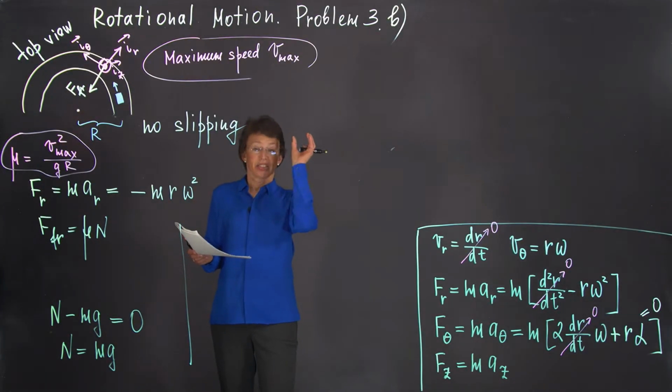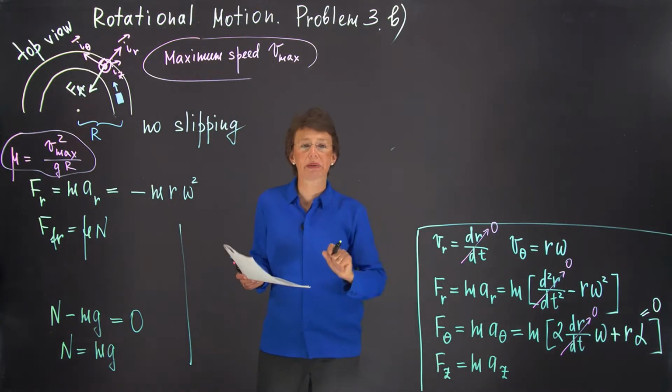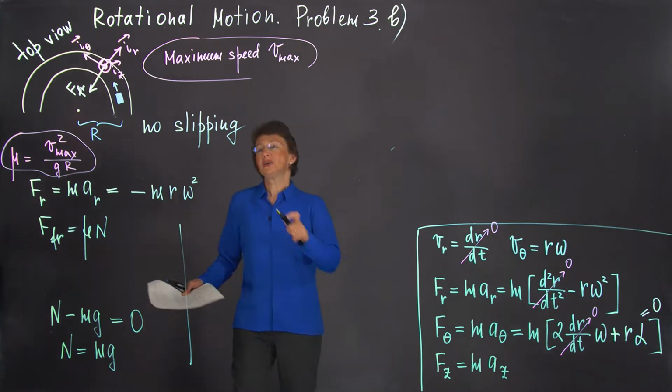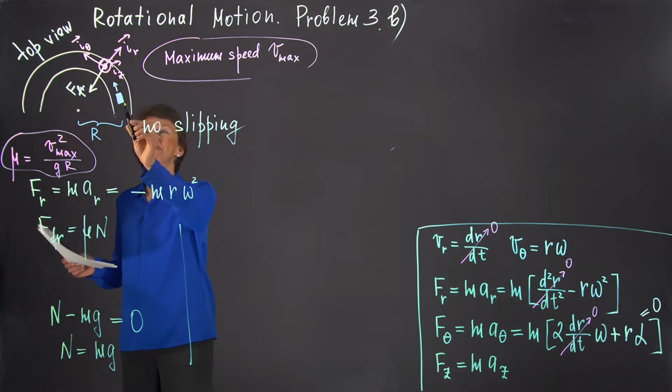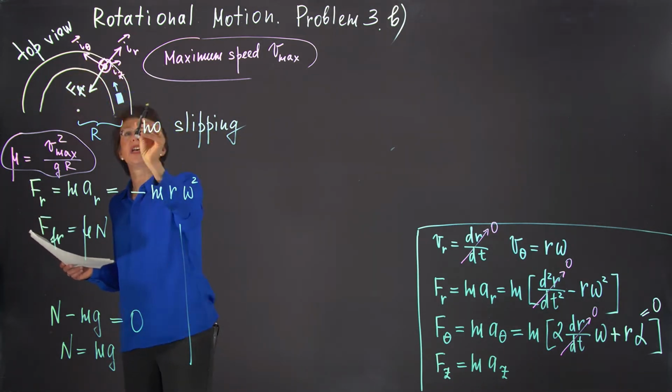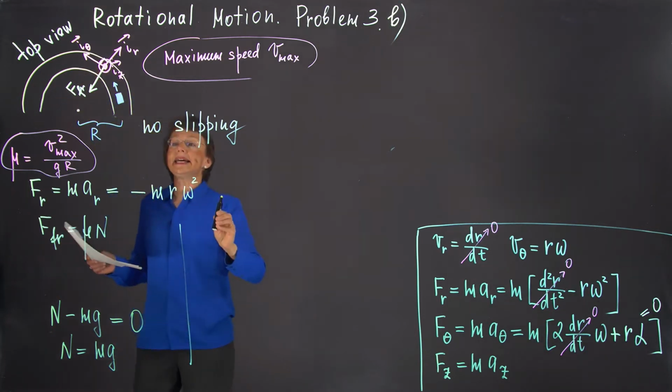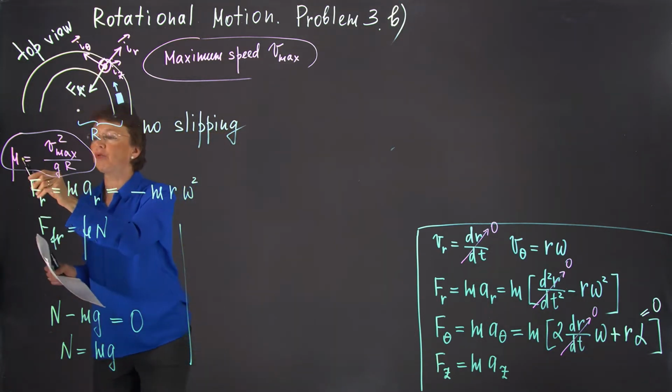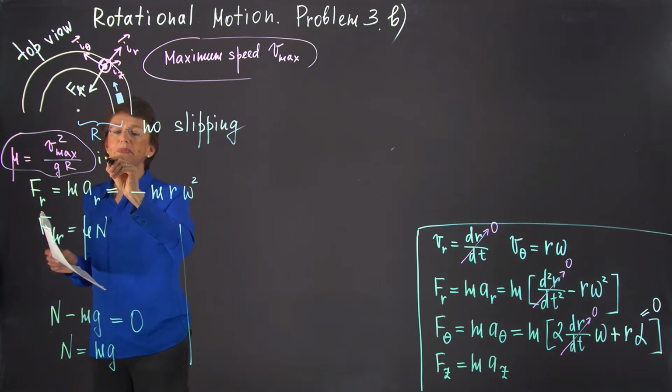This is the same problem 3, but part B. What's the difference now? We have the car, again, same car, which is moving along this semicircular track. And now the coefficient of friction mu is given.